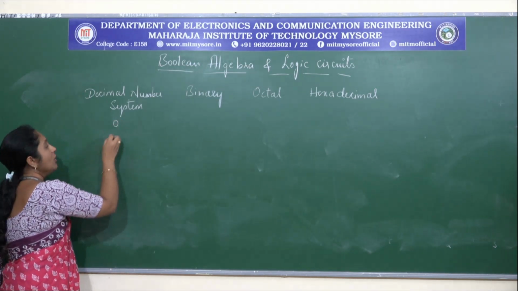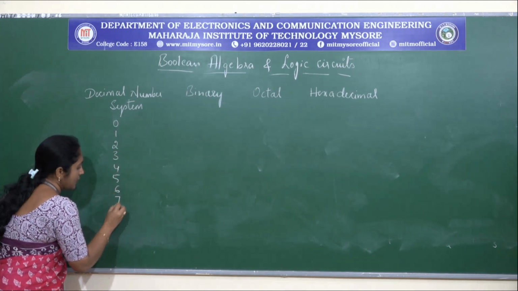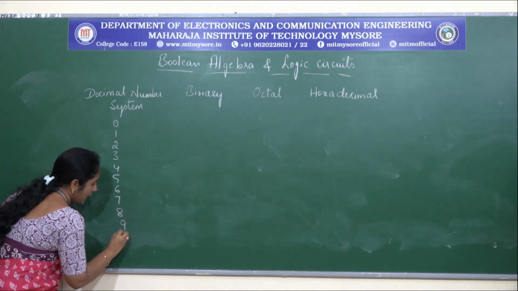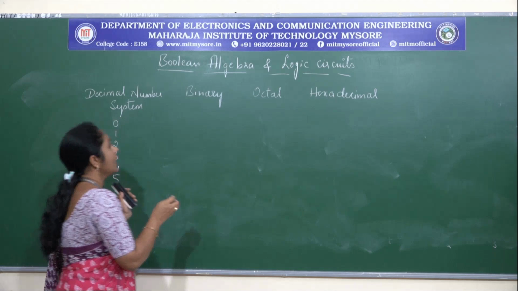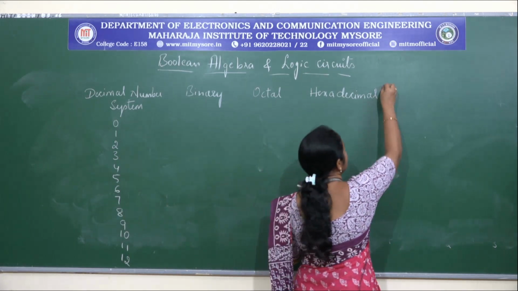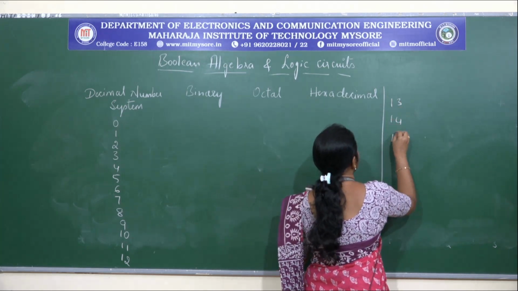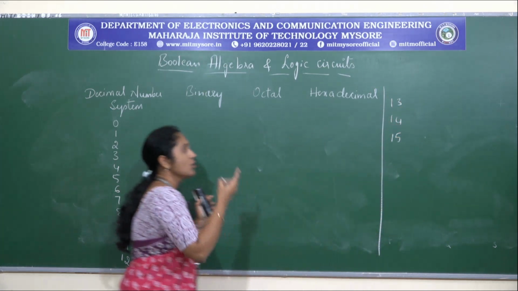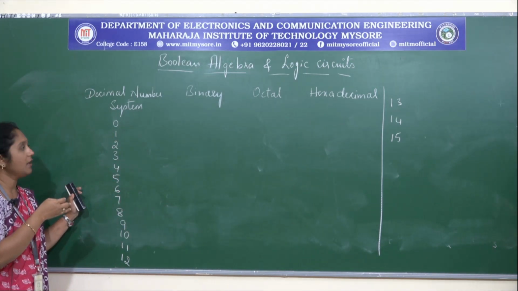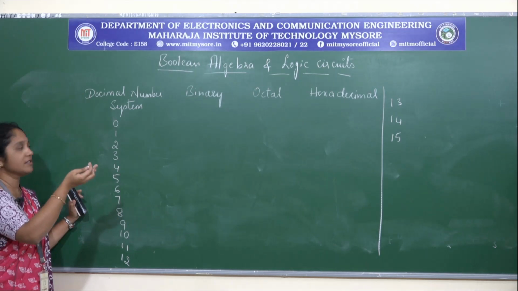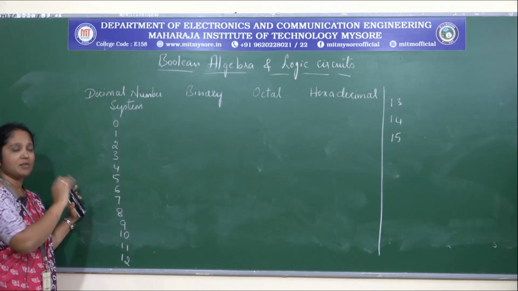So 0, 1, 2, 3, 4, 5, 6, 7, 8, 9, 10, 11, 12, continuing, 13, 14, 15. Since I have started from 0, I will be ending at 15. Though we have 16 digits for hexadecimal. So I have written the equivalent of the hexadecimal digits in the decimal number system.